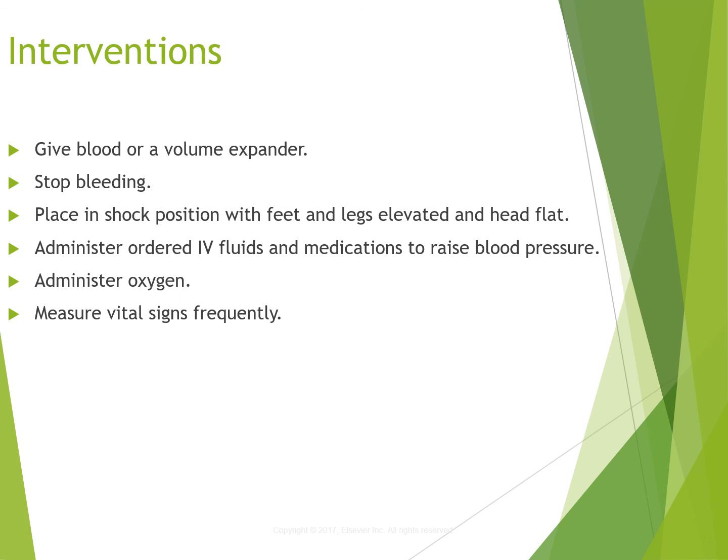This is a list of interventions that are often done when someone is hemorrhaging or hypovolemic. They will give blood to the patient or what they call a volume expander. If there is bleeding, they're going to have to possibly go in and stop the bleeding. It might require another surgery. I don't know if you guys know, also there's a shock position. It's where you put the feet and the legs elevated and the head flat. That's to get all the volume in the body. We want to kind of get it back towards the heart.